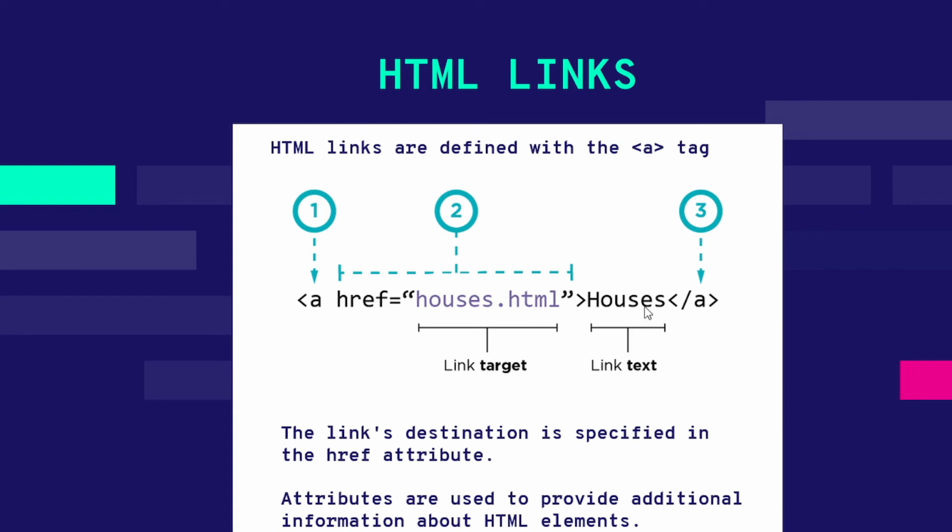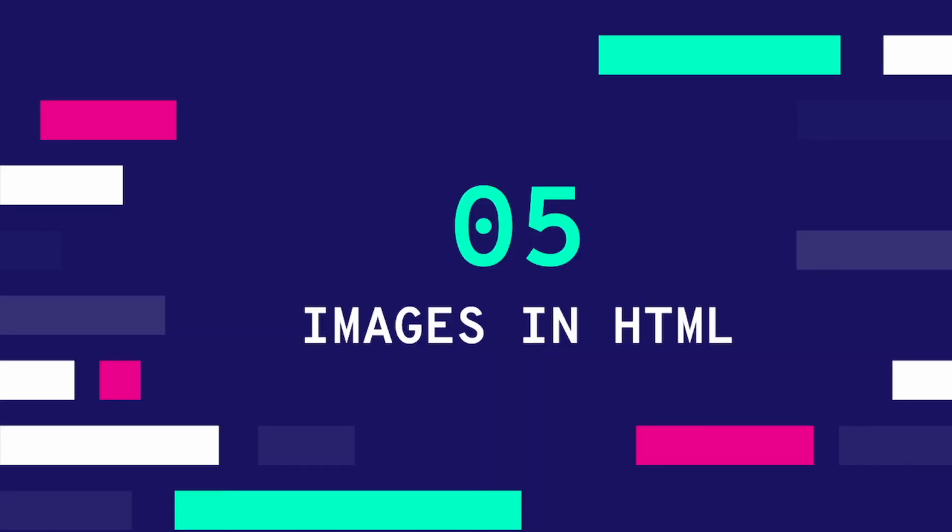And in between the a tag, I'm writing this houses text on which the link will be there, so houses will be visible to the user, and then if a user clicks on this houses, then this houses.html file will be opened inside the browser. So this is actually the a tag, or links in HTML.